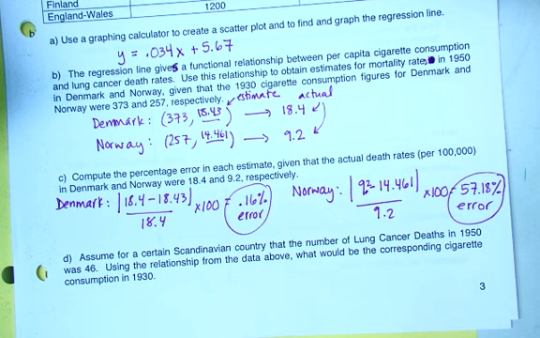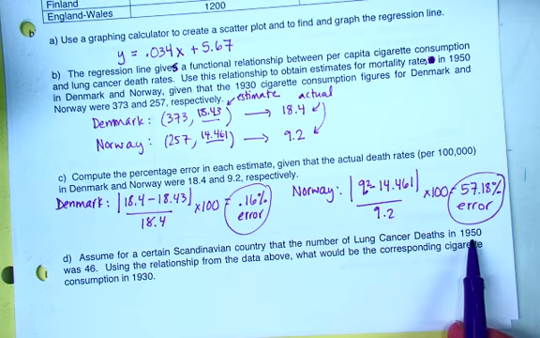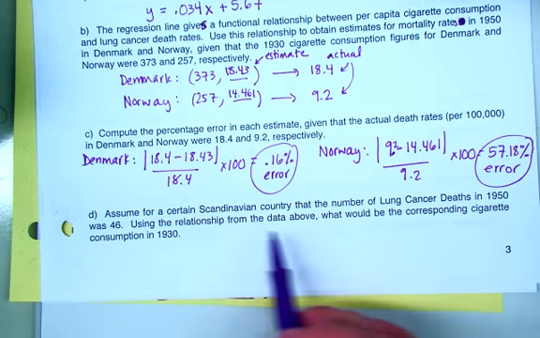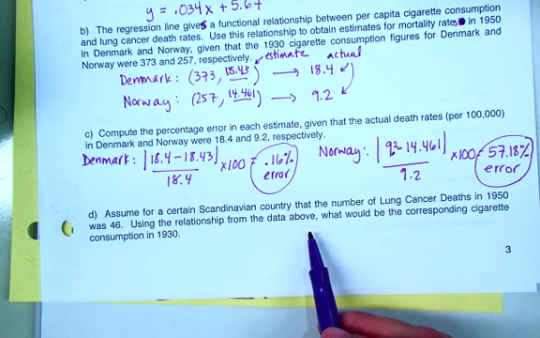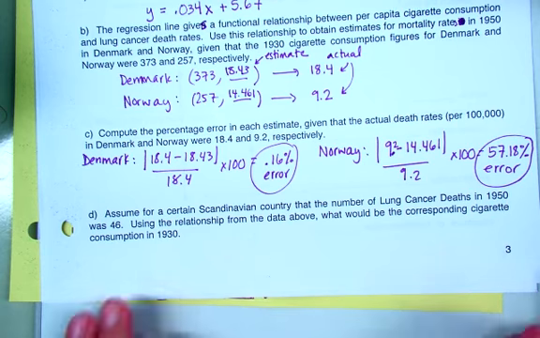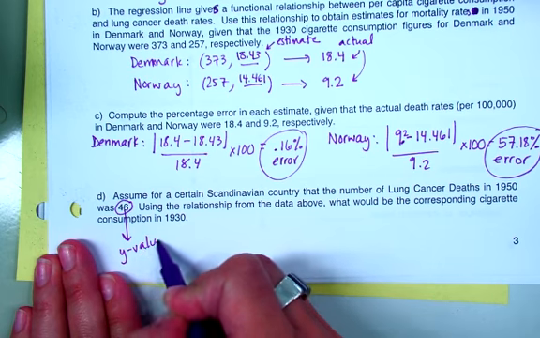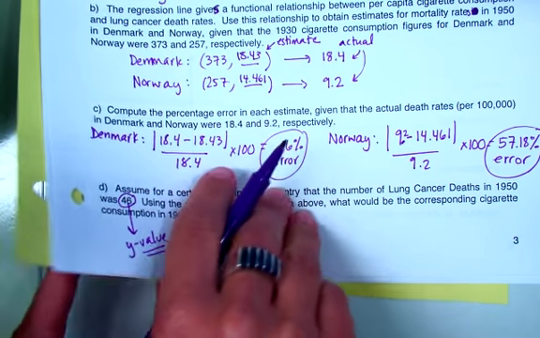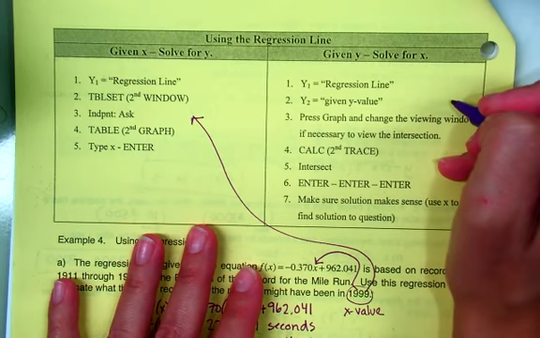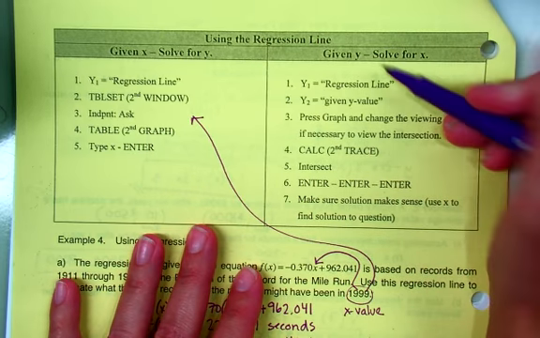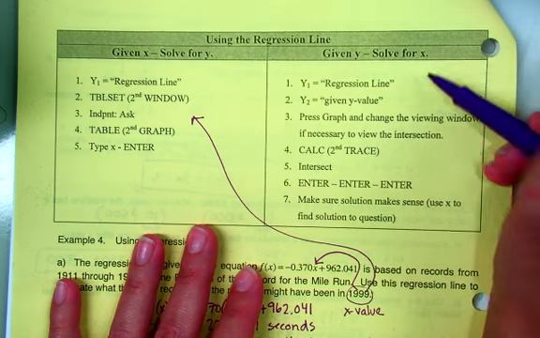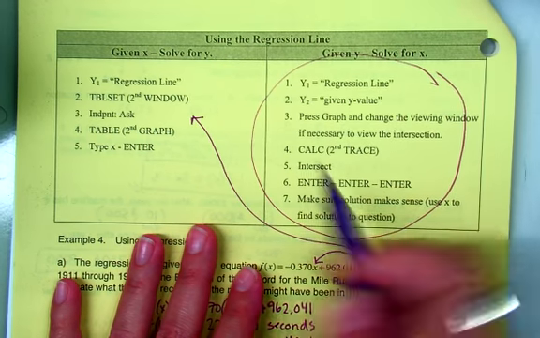Okay. The last question here says, assume for a certain Scandinavian country that the number of lung cancer deaths in 1950 was 46. Using the relationship from the data above, what would be the corresponding cigarette consumption? So what have they given us? Instead of giving us the X value, they have given us the Y value. Okay? So the way you can do this is in the directions on the page before, that second table. It's when I've been given the Y value and I'm trying to solve for the X value. So this part is what I'm going to use. So let's go through these steps.